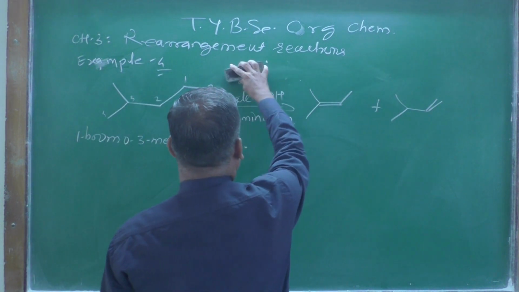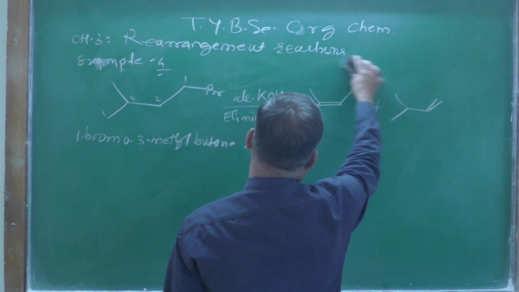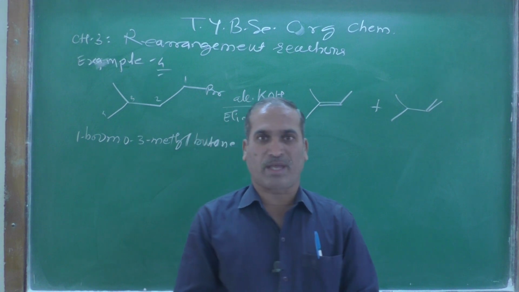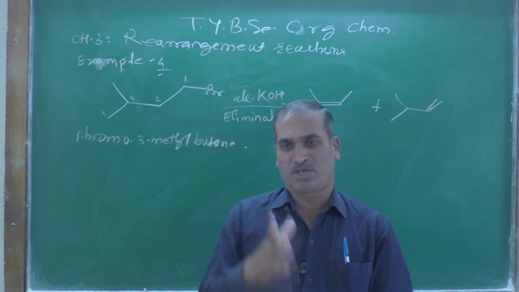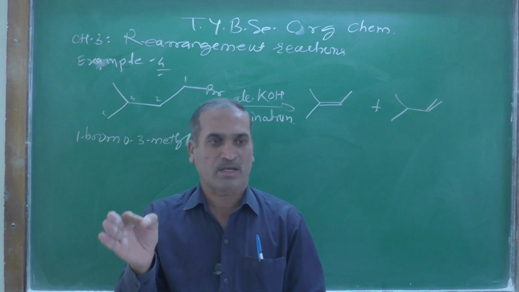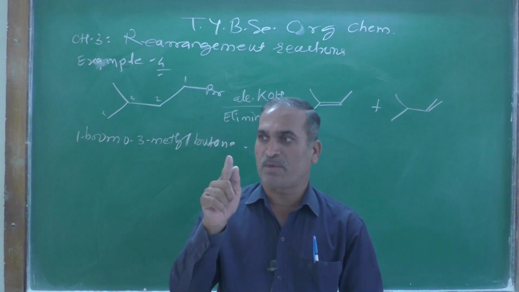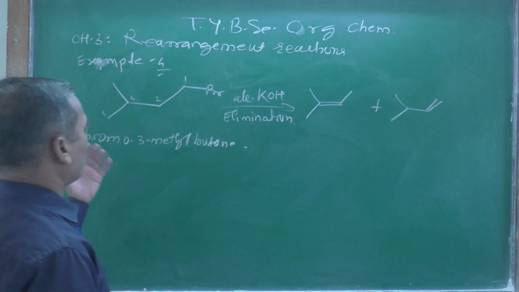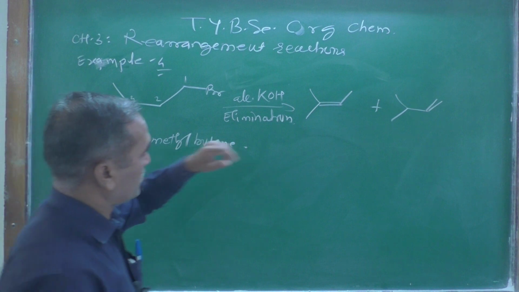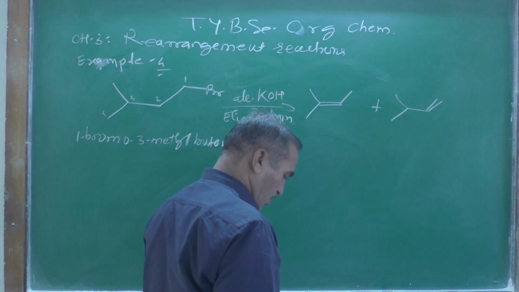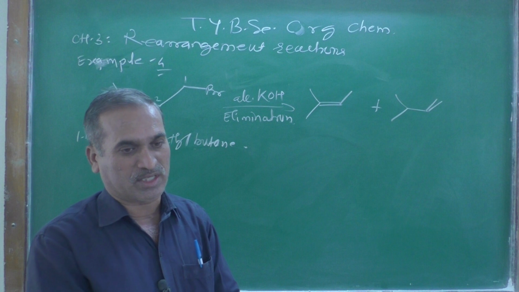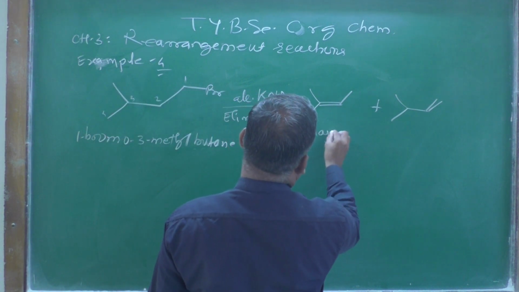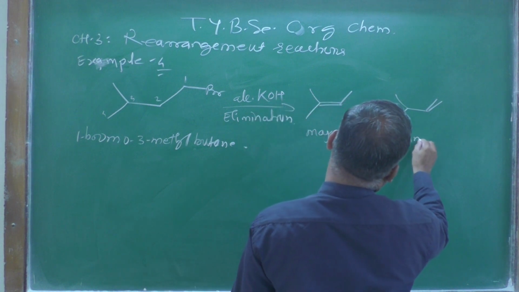Now we are talking about the reaction or the mechanism involving carbocation. As we know, mechanism means a detailed study of the sequence of steps involved in the conversion of reactant into product. So here, can you tell me which one is the major and which one is the minor? Yes, this one is the major and this one will be the minor, right?